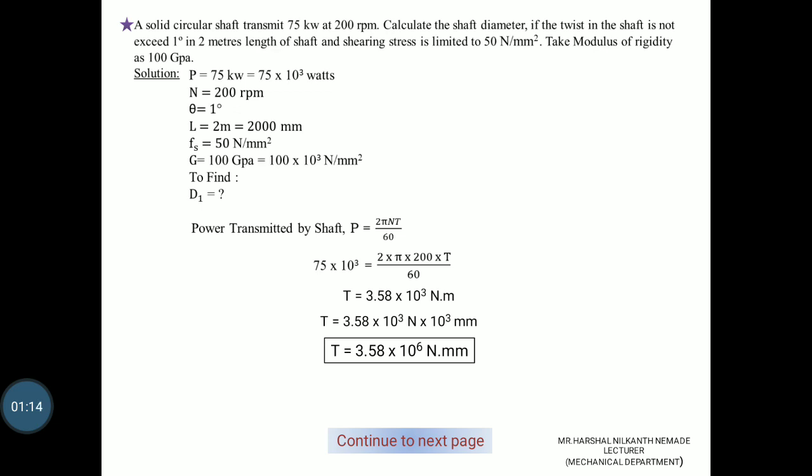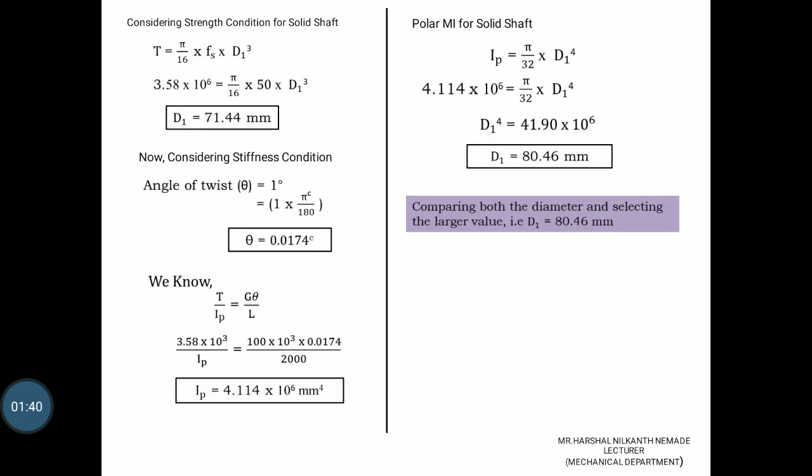So first formula is power transmitted by the shaft, P is equal to 2 pi NT divided by 60. Substituting the values, I will get T is equal to 3.58 multiplied by 10 to the 3 in Newton meter. So I have to convert in Newton mm by multiplying by 10 to the 3. So final value will be 3.58 multiplied by 10 to the 6 Newton mm. Considering the strength condition for the shaft, T is equal to pi by 16 multiplied by Fs into D1 cube. Substituting, I will get D1 value is 71.44 mm.